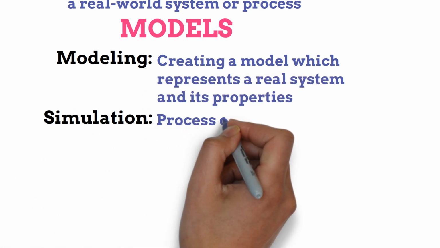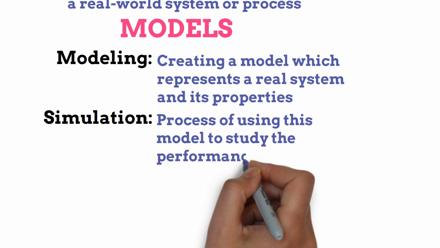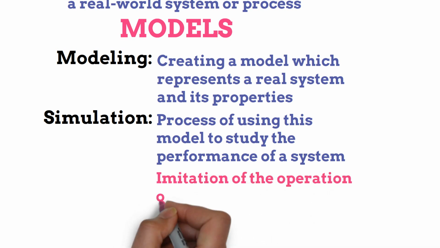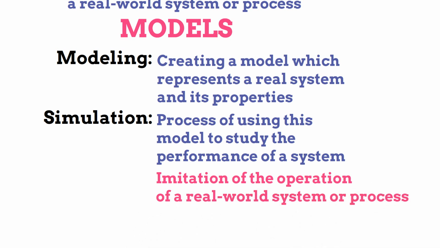Simulation is the process of using this model to study the performance of a system. You can experiment with this model by putting it in different conditions and scenarios without interacting with the real system. So, it can be said that simulation is the imitation of the operation of a real-world system or process. It can be done using a computer program, physical model, or other representation. In essence, simulation is a way to test ideas, make predictions, or learn about complex systems by creating models.